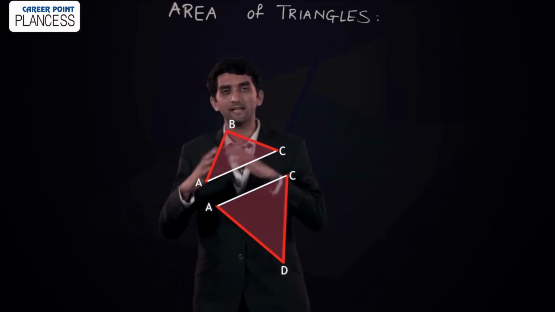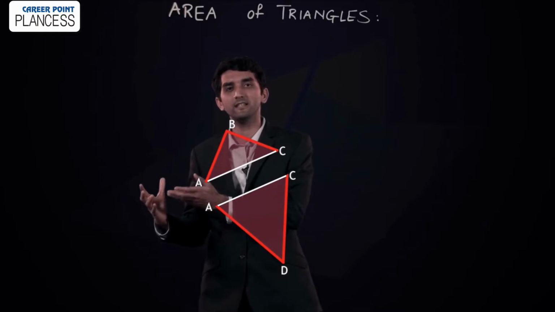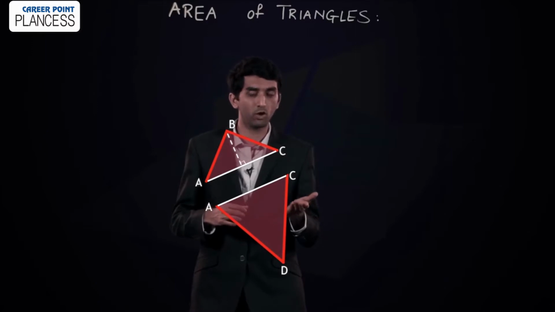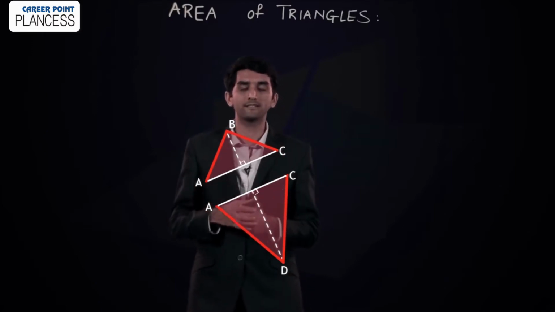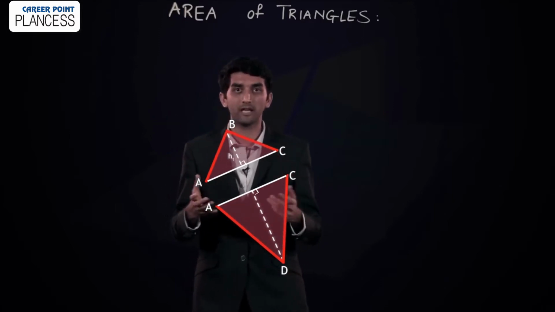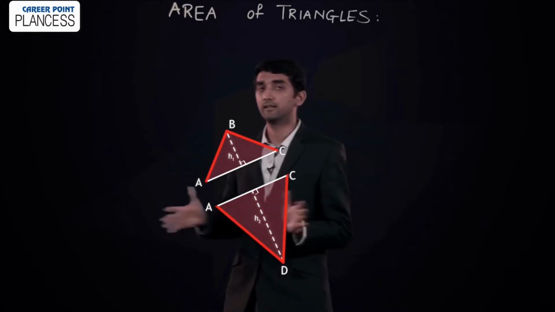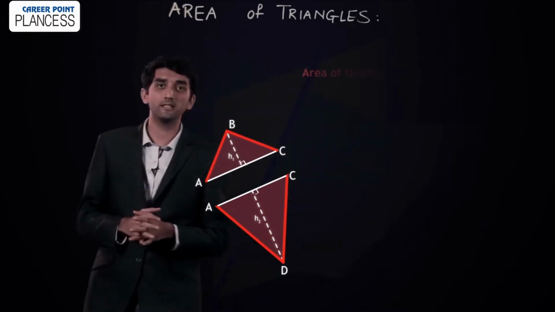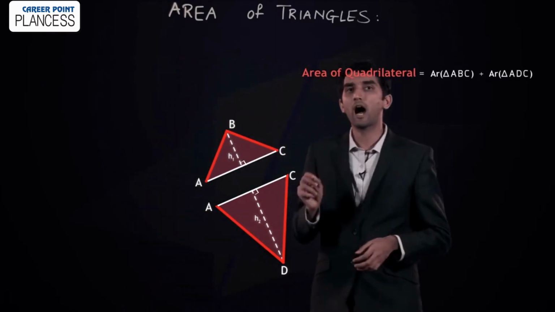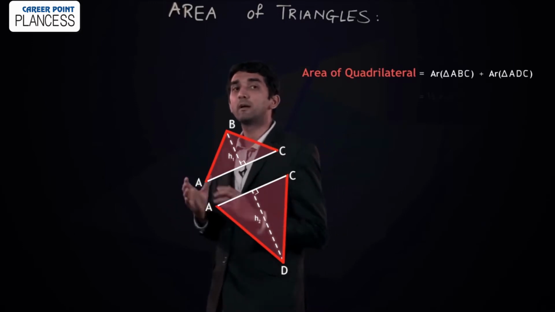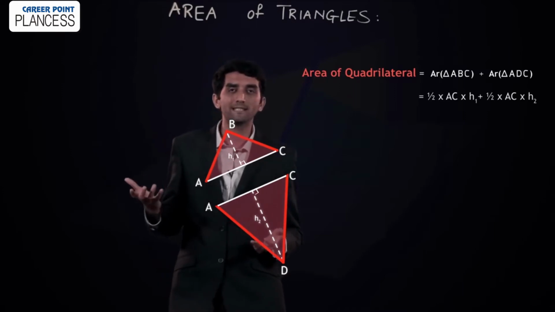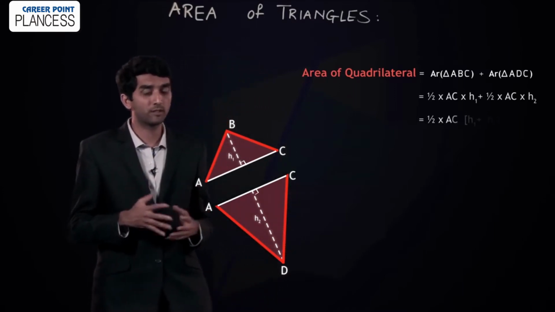So in this triangle ABC, the base is AC, then we drop a perpendicular from B onto AC. Likewise, we will drop a perpendicular from D onto AC. The corresponding heights, let that be H1 here, and H2 here. So the area of this quadrilateral is nothing but the area of the triangle ABC plus the area of the triangle ADC. So that is going to be equal to half into AC into H1 plus half into AC into H2. Taking half into AC common, we'll be left with H1 plus H2 in the bracket.